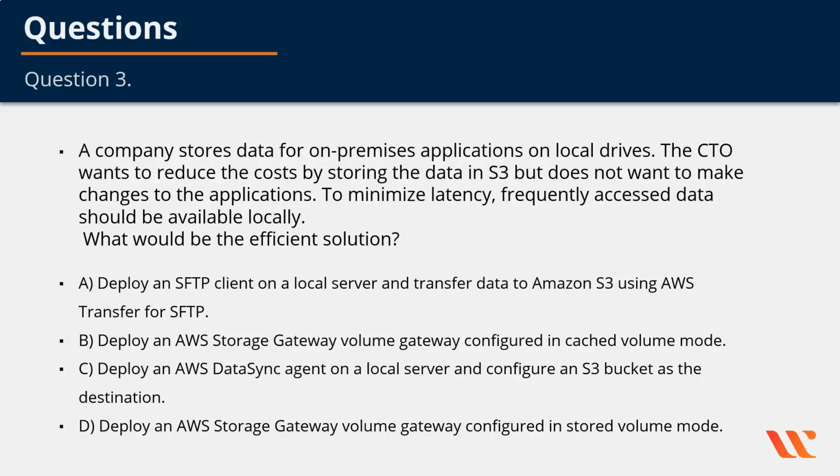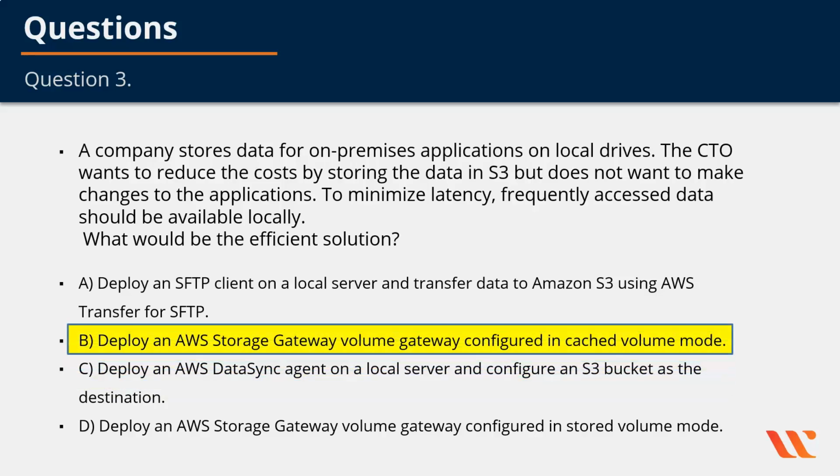As per the question, they do not want to move their whole application to the cloud, but they want to store the data in the cloud because they want to reduce the cost. This question belongs to Storage Gateway. But to minimize the latency, frequently accessed data should be available locally is the key. So this will be fulfilled by cached volume mode. So the answer will be B. Deploy an AWS Storage Gateway, Volume Gateway configured in cached volume mode.